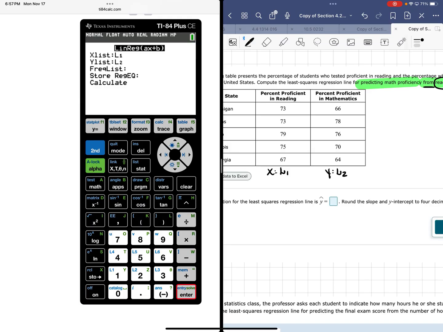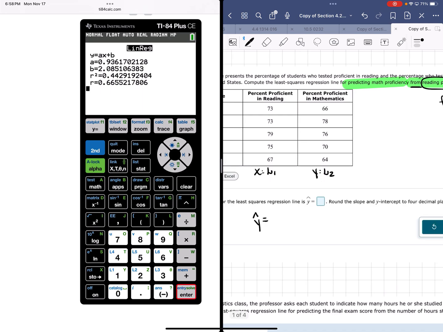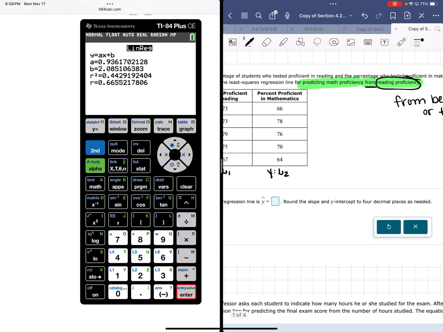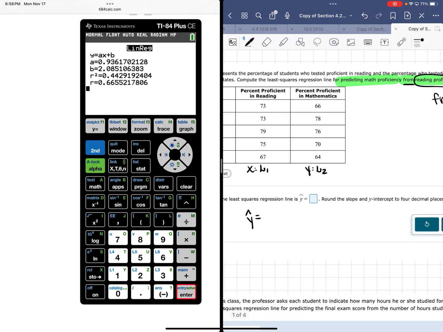X list is in L1. Y list is in L2. Make sure that frequency list is cleared out. We're not necessarily storing it anywhere. I'm going to hit calculate. And now I've produced my linear regression. That's what your y hat is. So we've got y hat equals, now it says round the slope and the y-intercept to 4 decimal places as needed. Okay, so let's have a little recap of who's the slope. The slope is the number with the x.